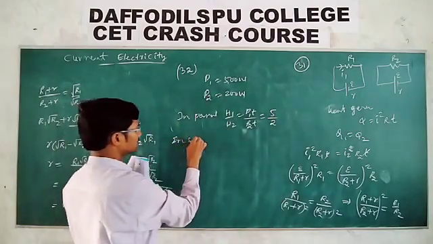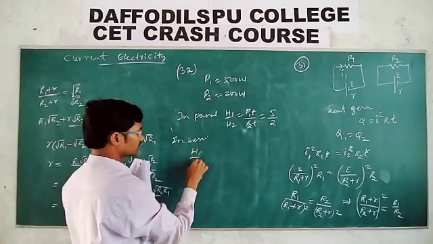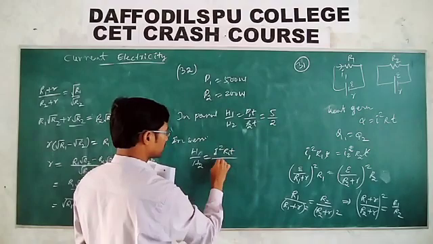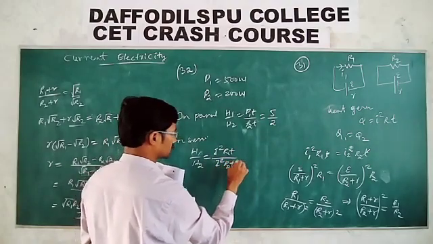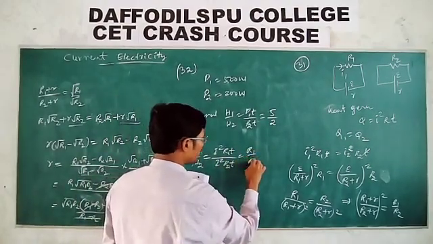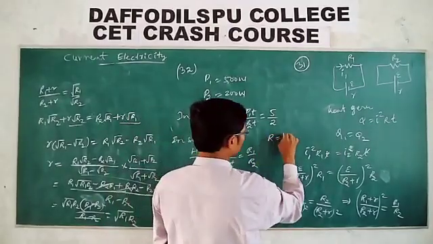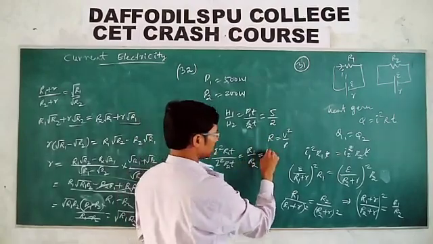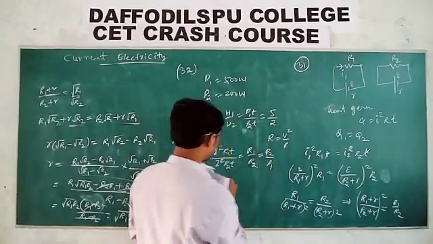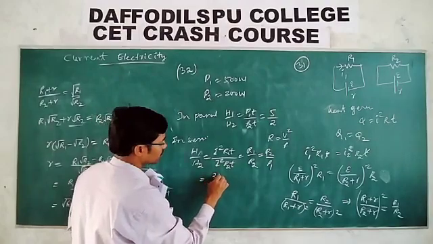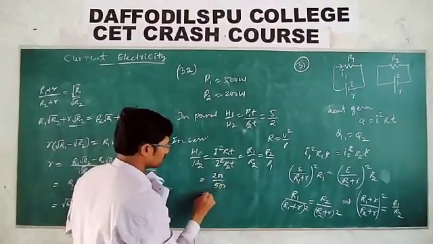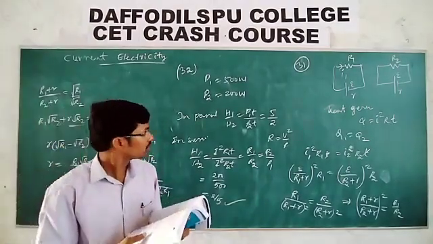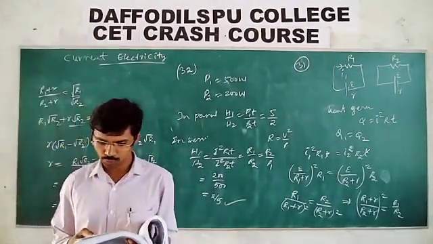But in series, what do you know? Current in both will be the same. Then I square R1T by I square R2T, that means R1 by R2. But remember, what is the R value? V square by P. Then R is inversely proportional to P, which means P2 by P1. Therefore, P2 by P1 means 200 by 500, which is 2 by 5. Then what do you get here? 5 by 2, comma, 2 by 5.